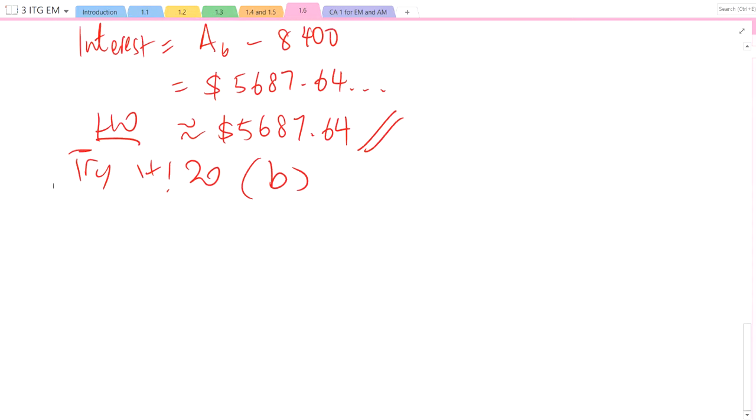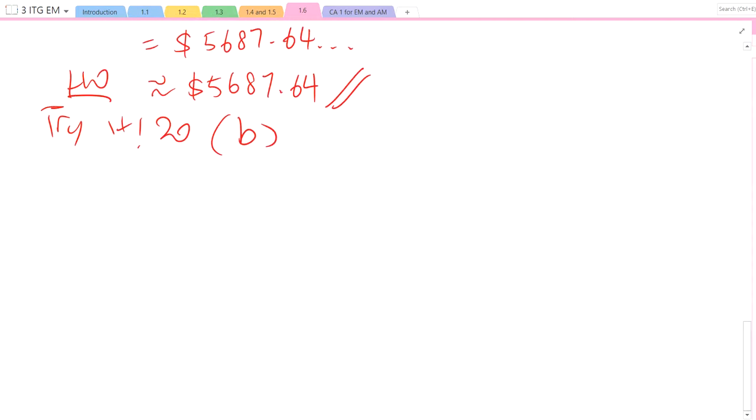Right, now try 20B. The same principle: 8,400 is invested. Now the interest rate is 9% per annum. PA refers to per annum, for 6 years. Now if it is compounded monthly, what is the difference between compounded yearly and compounded monthly in this question?